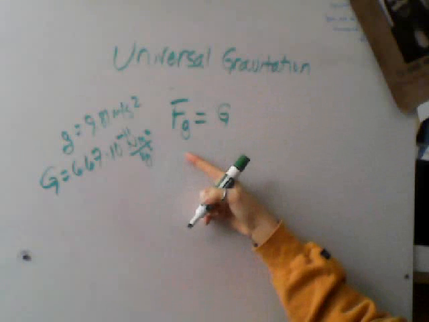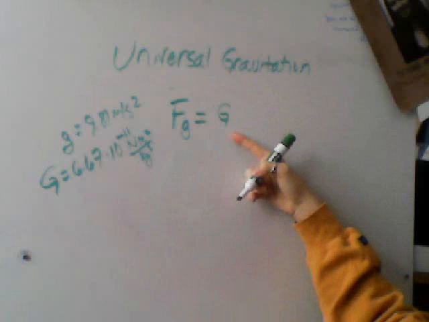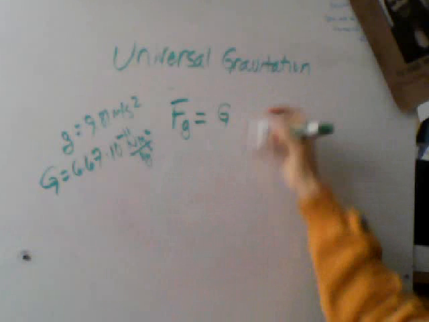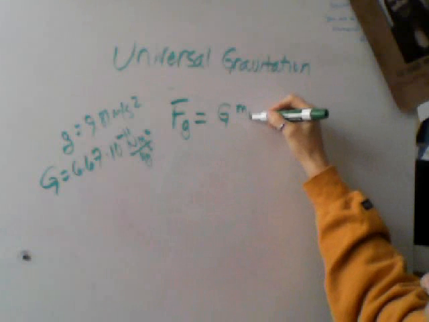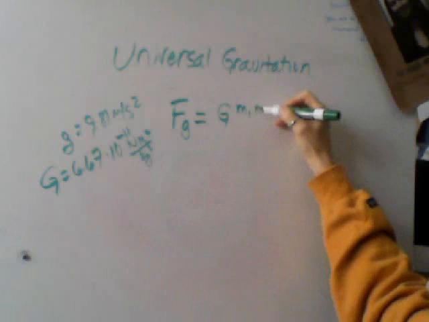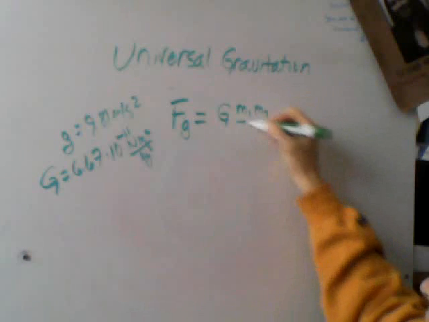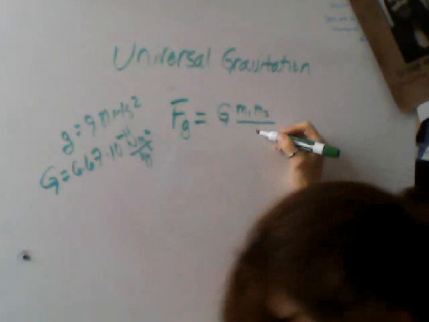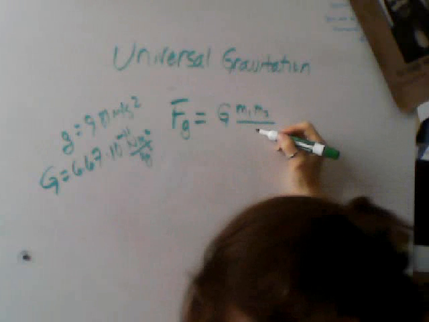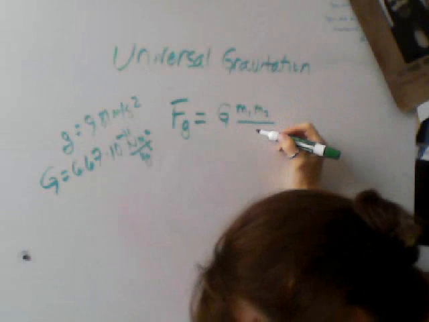So the force of gravity is equal to the universal gravitation constant times the mass of one object and the mass of a second object divided by their distance squared.